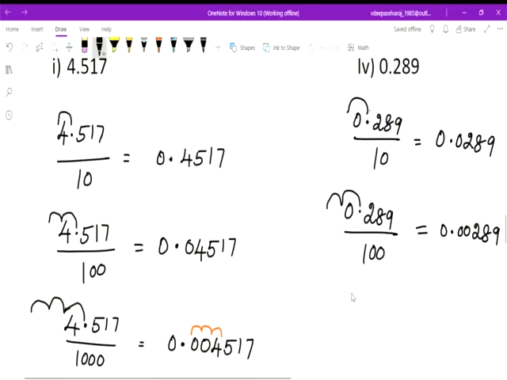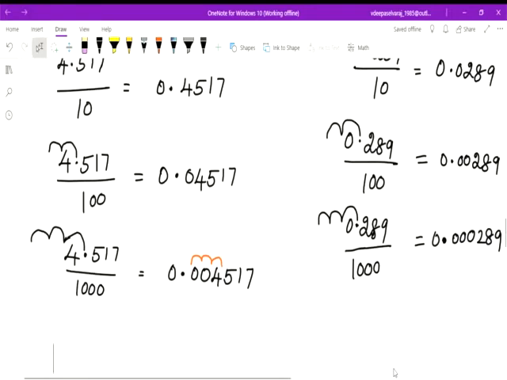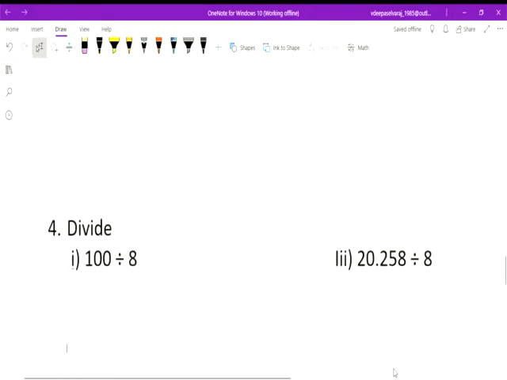Next one. 0.289 divided by 1000. So it moves 3 places. 1, 2, 3. Okay. So 0.000289. Do you understand, children? Shall I move on to the next question? See the next question, children.